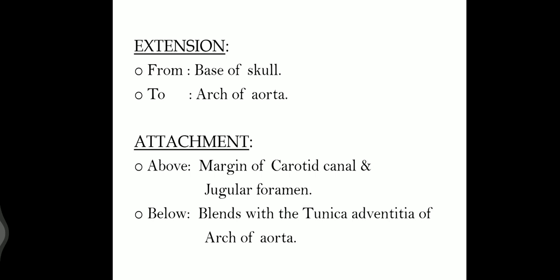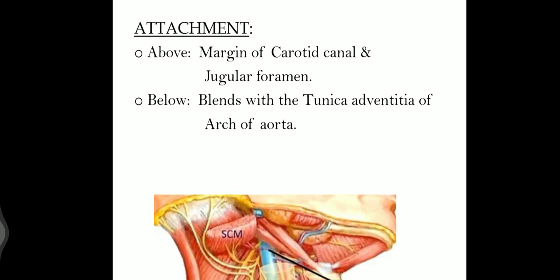Through the jugular foramen, the internal jugular vein emerges out, which is draining the venous system of the cranial cavity. That is the proximal attachment of the carotid sheath. Below, it blends with the tunica adventitia of the arch of aorta, that is, up to the superior mediastinum of the thorax.